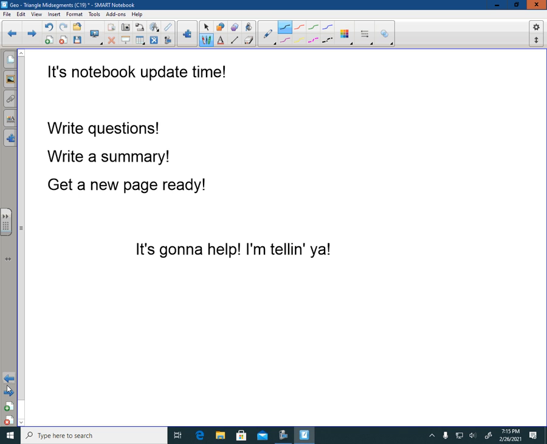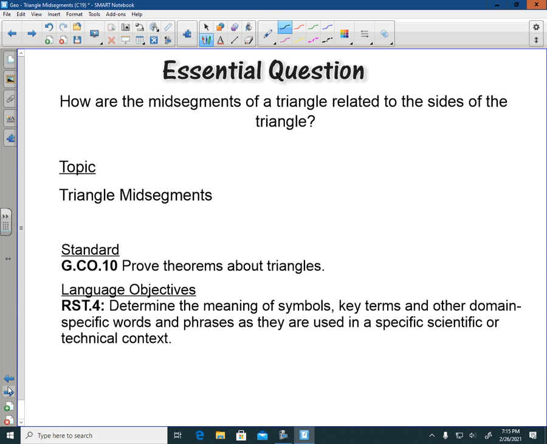Alrighty. Okay. So at the top of your new note page, you're going to write the topic, triangle midsegments, and then you're also going to write the essential question: how are the midsegments of a triangle related to the sides of the triangle?